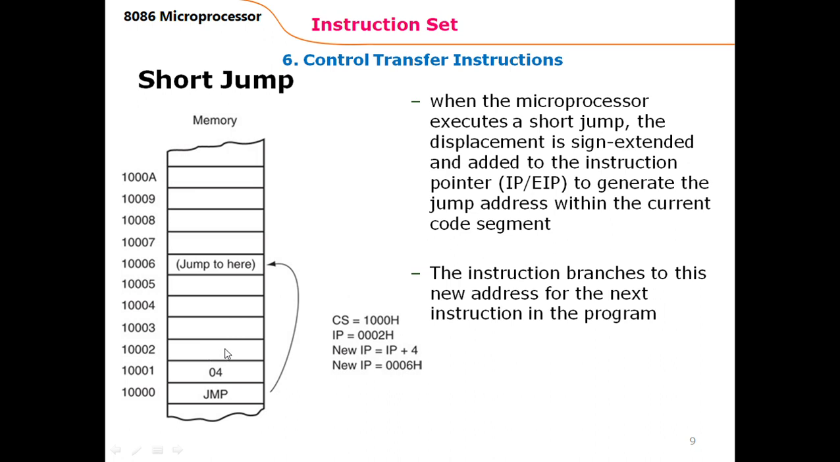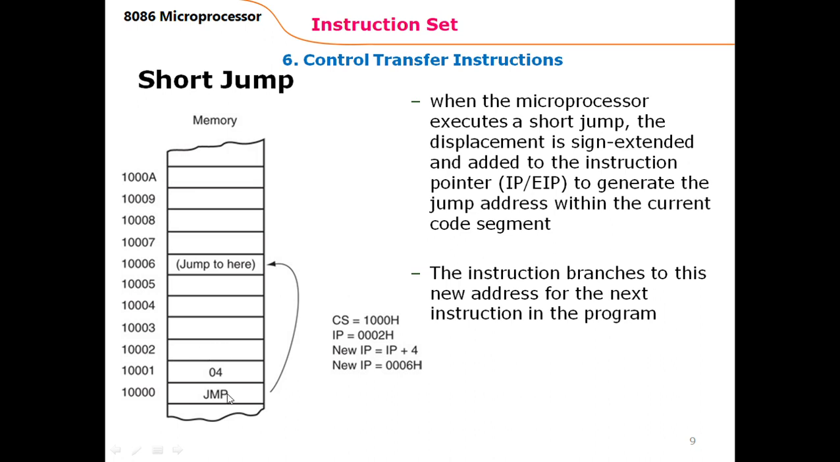So this is how the physical address of the next instruction is calculated by the microprocessor. If the execution would continue in sequential order, then when this jump instruction is executed, it would be followed by executing the instruction stored at 1002.